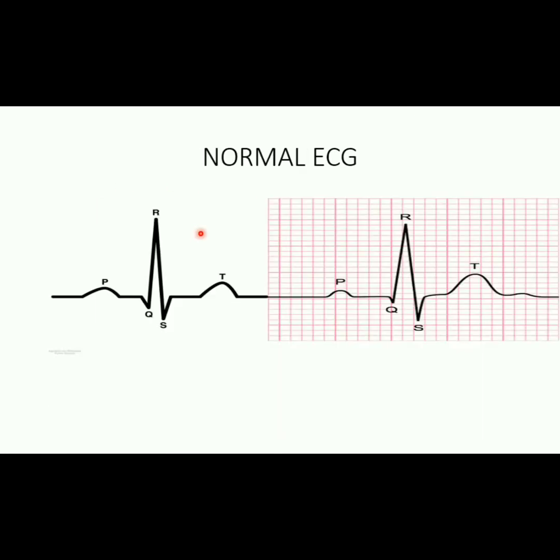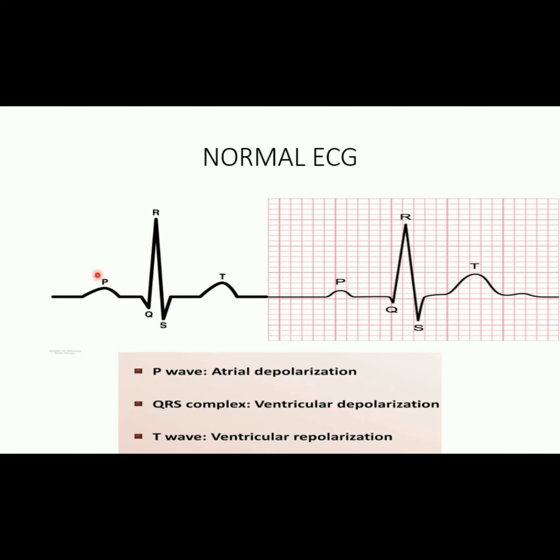Now let's discuss ECG. An ECG has different parts. So it has P, Q, R, S, T. If you see a small bump right here, that is called P, and this is QRS, and again you find a small bump, that is the T wave. Let's start with the P wave.